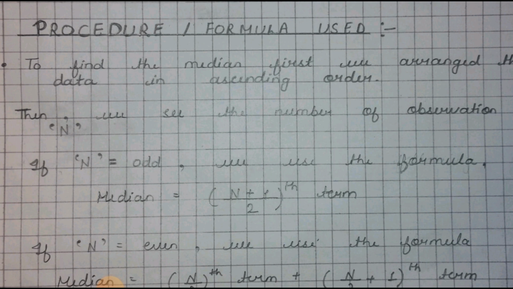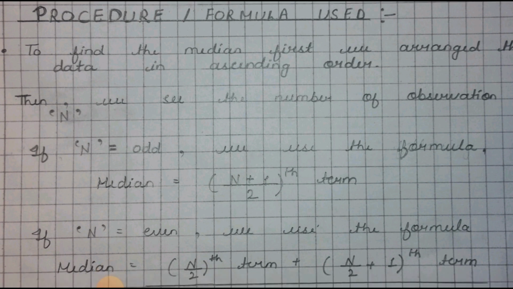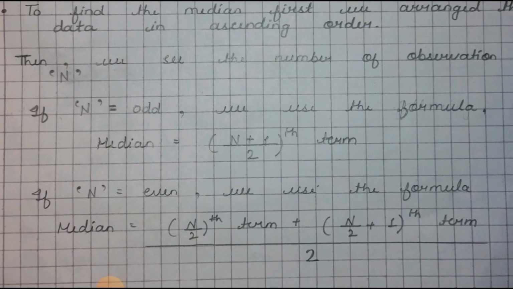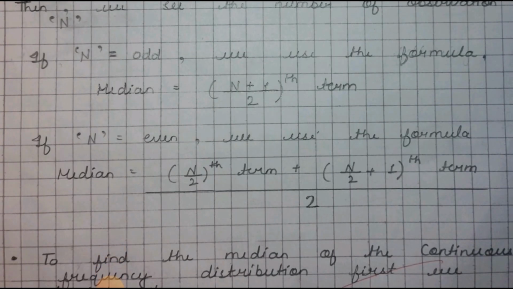To find the median, first we arrange the data in ascending order. Then we use the number of observations capital N. If capital N is equal to odd, we use the formula median is equal to n plus 1 by 2 term. If n is equal to even, we use the formula median is n by 2 term plus n by 2 plus 1 term by 2.